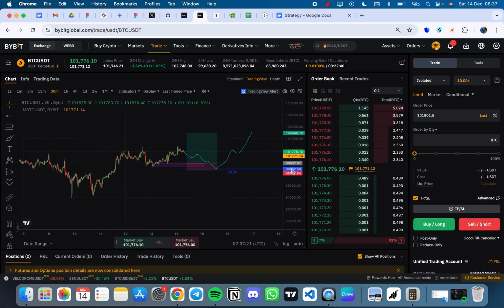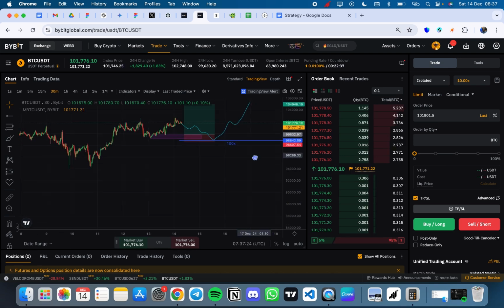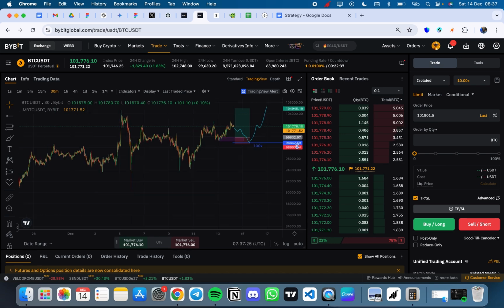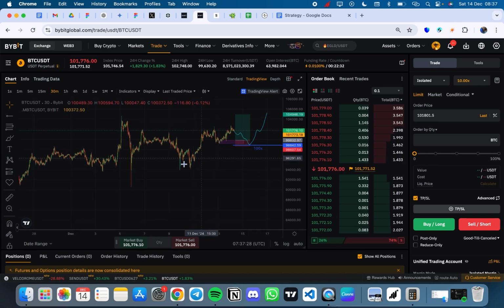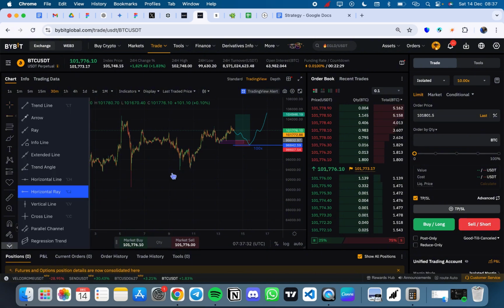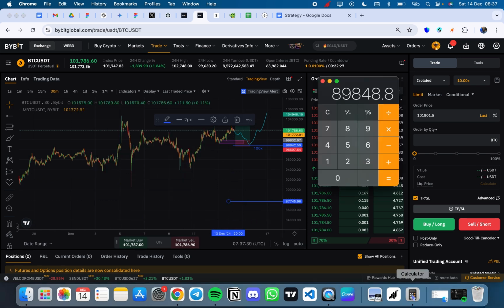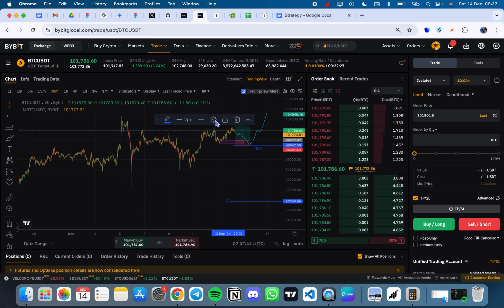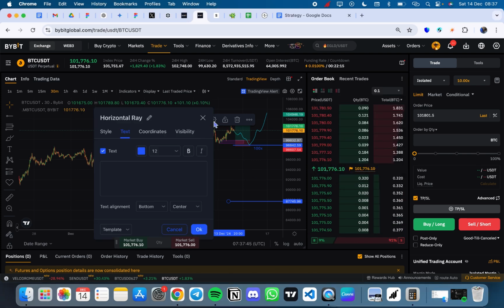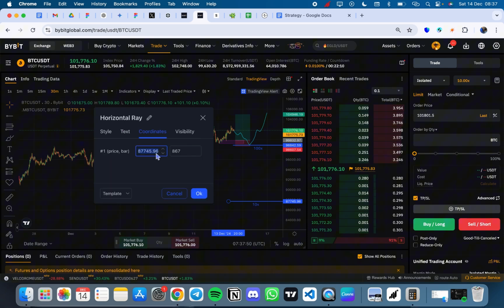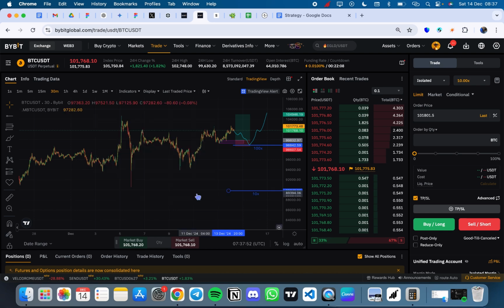This is what we have to do. We have to zoom in, and then let's bring out the tool, and then I'll place it down here. I'll look for 89,000. So let me copy this, and so this is for a 10x leverage. This is where our liquidation price would be at.